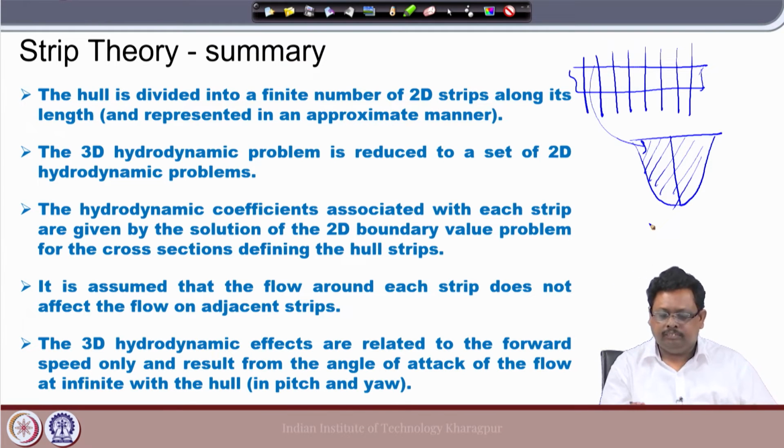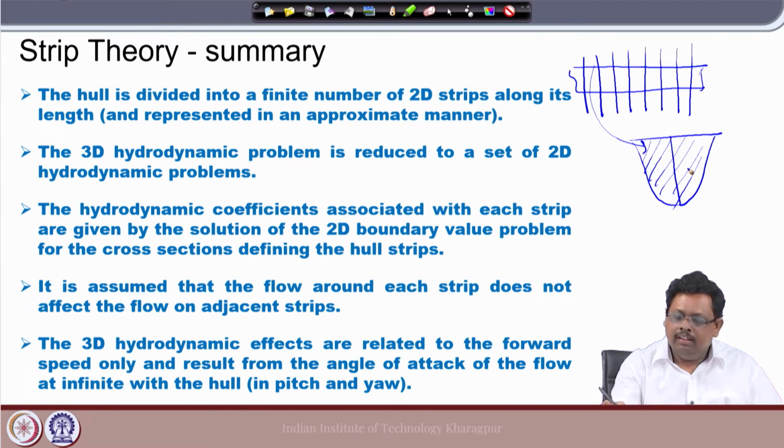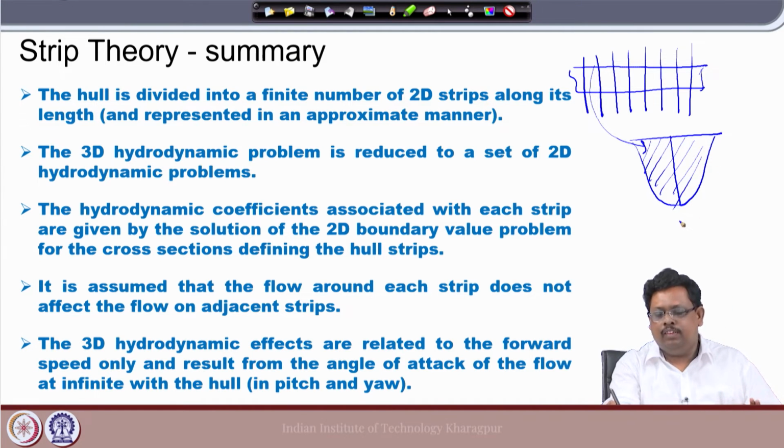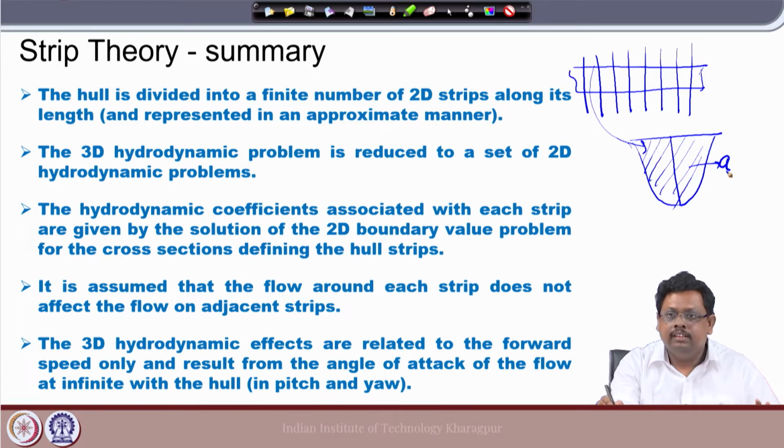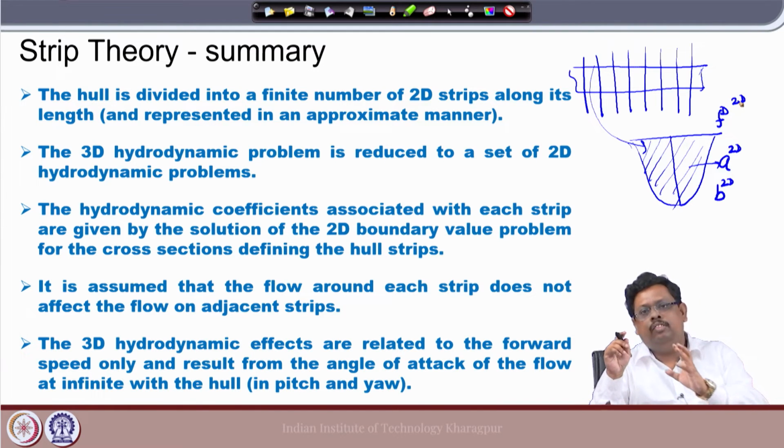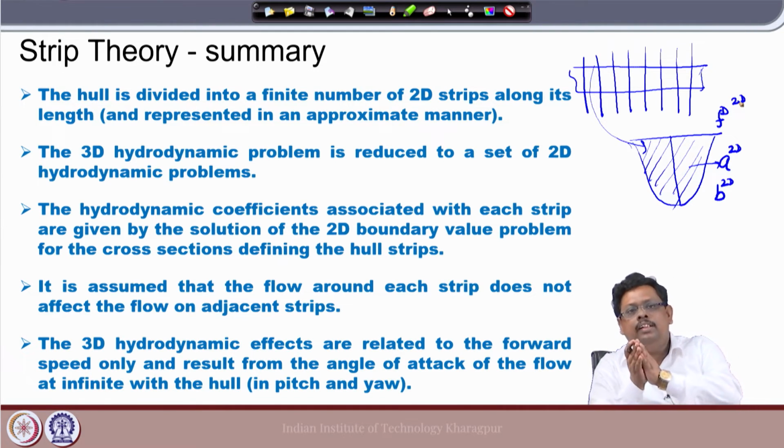So, that means now I am solving this two dimensional problem, this is my body, and I try to figure out all the components which are necessary to get the equation of motion, that means the added mass. So, we can call this added mass 2D, we can call the damping 2D, right. We can call the exciting force F, or we can call that FD, okay, that is also a two dimensional component. So, we try to figure out all these two dimensional components for each strip.